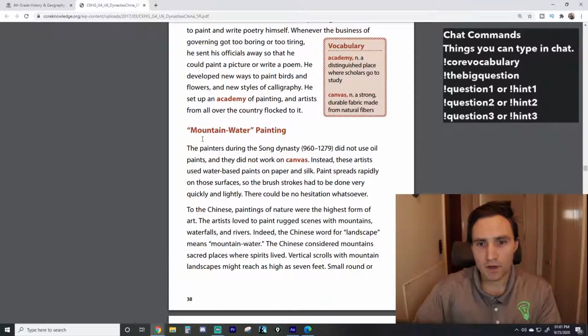All right, so mountain water painting. The paintings during the Sung Dynasty, 960 to 1279, did not use oil paints, and they did not work on canvas. Instead, these artists used water-based paints on paper and silk. Paint spreads rapidly on those surfaces, so the brush strokes had to be done very quickly and lightly. There could be no hesitation whatsoever.